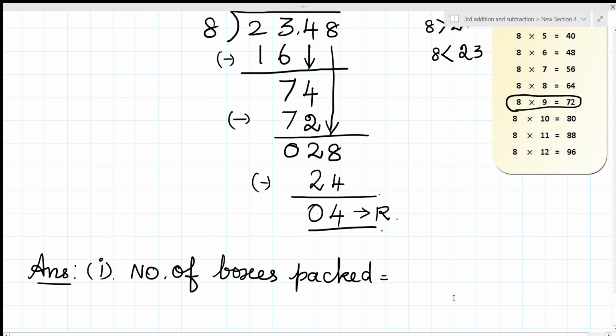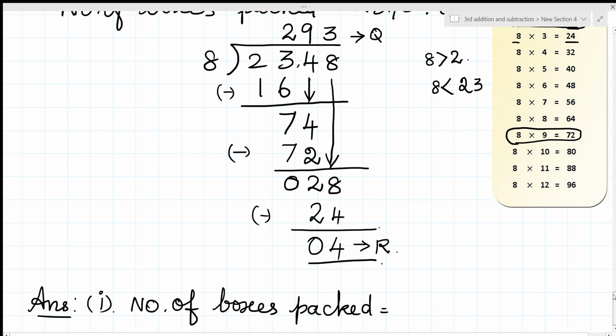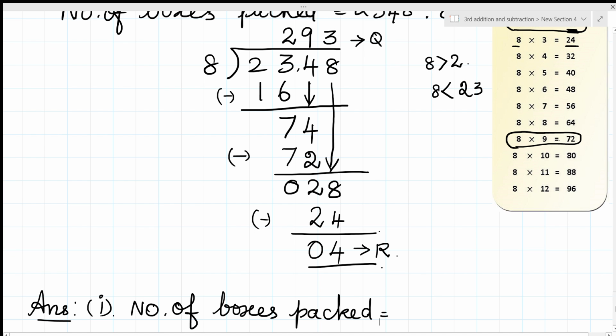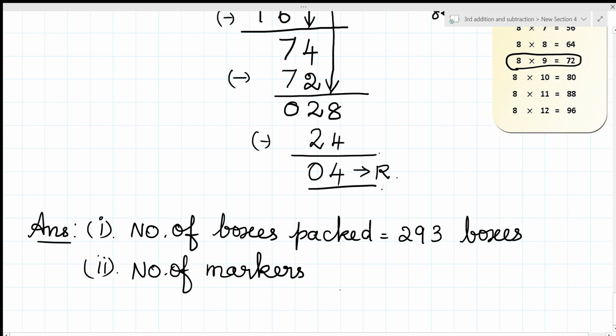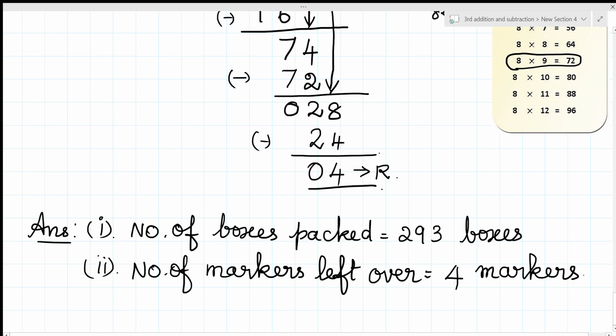Quotient is the number of boxes packed. That is 293 boxes. And the second answer is number of markers left over. That is the remainder. What is the remainder? Yes, it is 4. So 4 markers were left over. Is this clear, children? I hope you understood the concept.